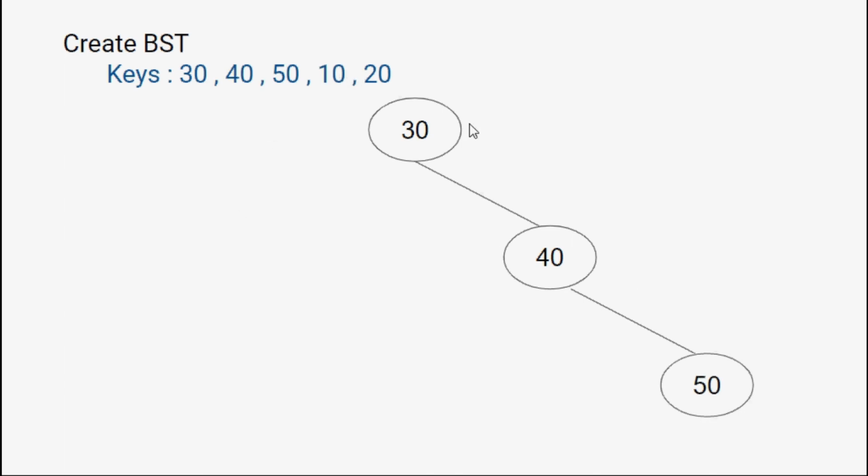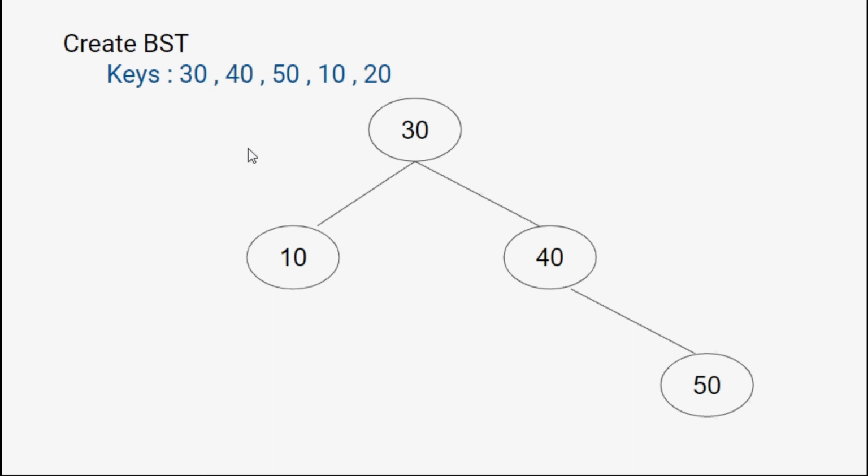Next is going to be 10. Now when we compare 10 with 30, we find out 10 is less than 30. So we are very much sure that 10 is going to be on the left side of 30, because we have read in the definition that in a binary search tree, the left child is always going to be less than the parent. So we are going to place this 10 on the left of 30.